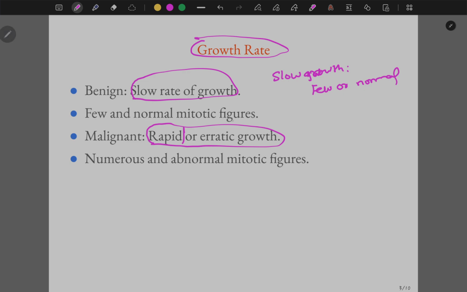Due to the slow rate of growth, they undergo less mitosis. This is what is meant by a slow rate of growth, so they have fewer mitotic spindles. While malignant cells have a rapid growth rate and rapid proliferation, so they have numerous or abnormal mitotic figures. Mitotic figures are numerous and also abnormal. We will see the diagrams.